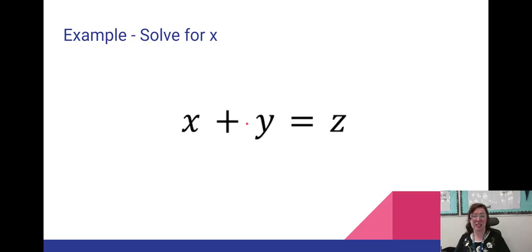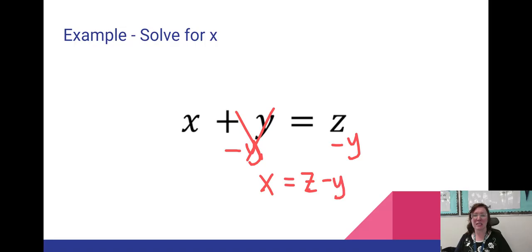Our goal is to get x by itself, so we have to get rid of a plus y. What's the opposite of a plus y? Minus y on both sides of the equal sign. Y minus y is 0. We have x equals z minus y. They are not like terms. We cannot combine them. So our answer is literally z minus y. That's the answer when we solved for x.